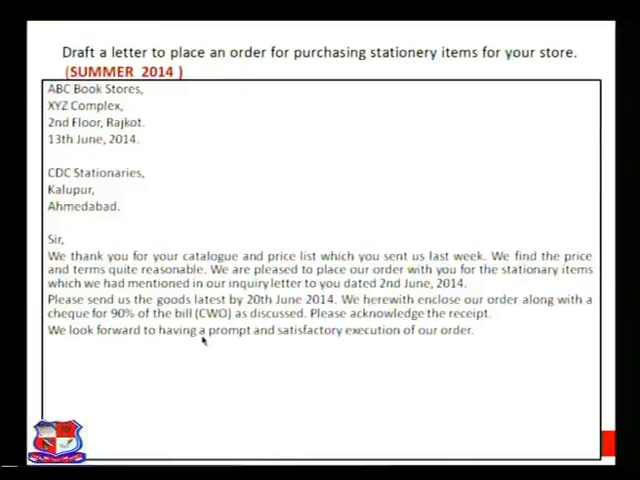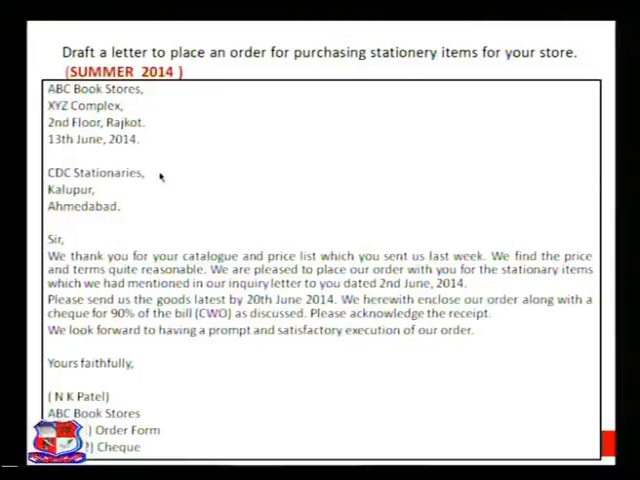We look forward to having a prompt and satisfactory execution of our order. These are some very official and professional words. Yours faithfully, N.K. Patel, ABC Bookstore. Since we have attached a copy of a check, you are mentioning that you are attaching a copy of a check, so here you have to mention the enclosure: order form and, second, check. So this is how your letter of order will come.